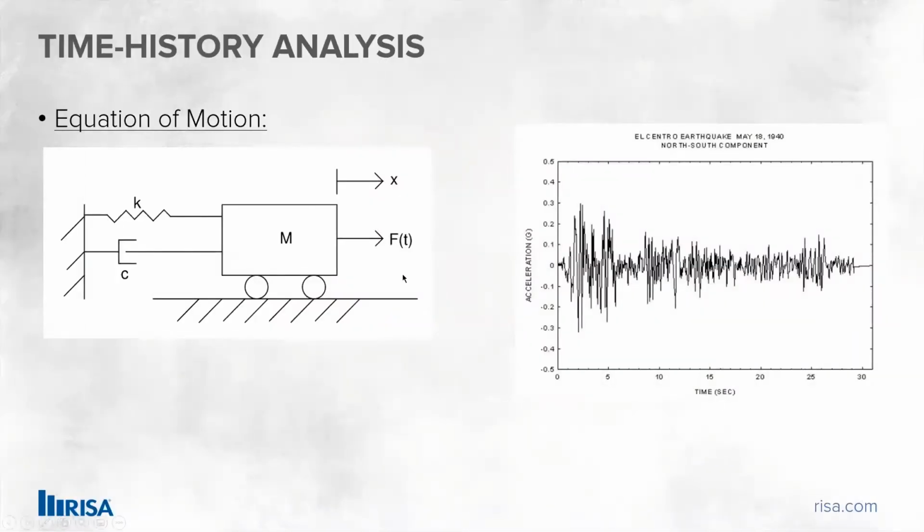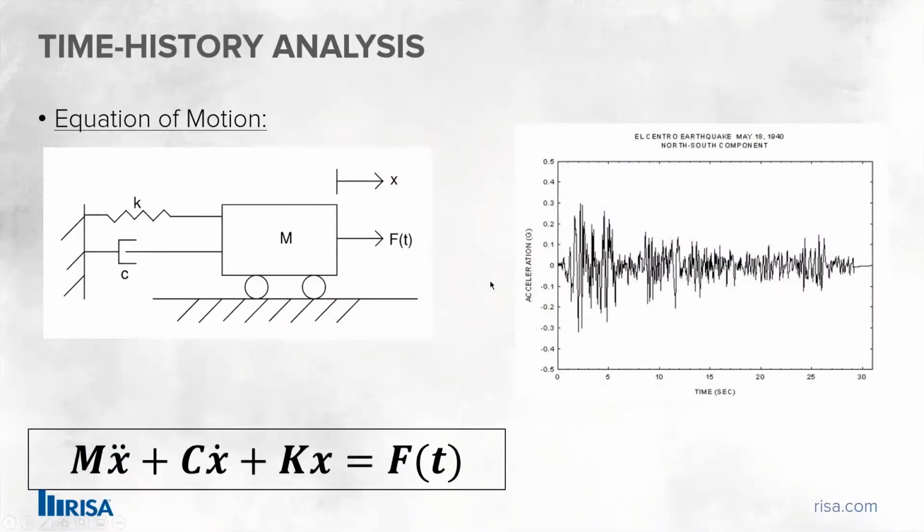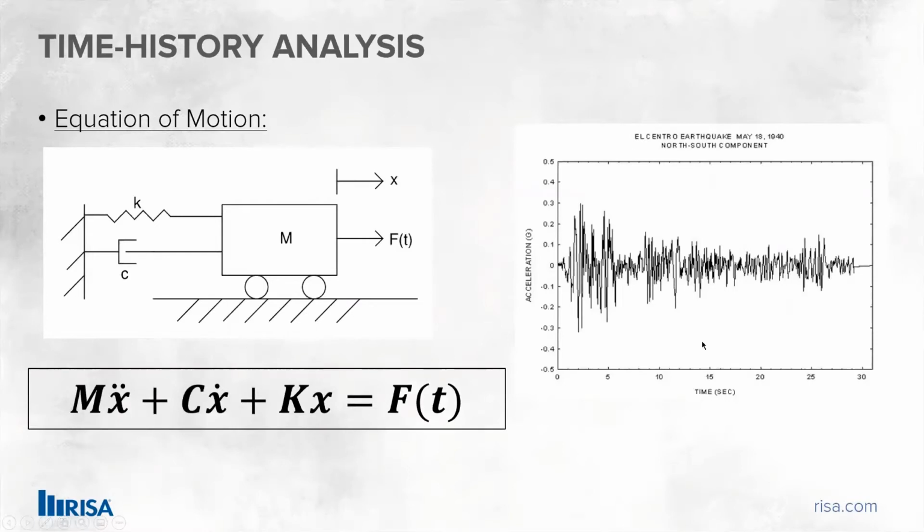So basically, we still have the equations of motion here. The same equation will be used, and we have this excitation here. As you can see, that excitation is changing over time, so you can't solve it directly. So what you do is divide this time history analysis, divide this excitation, into small little steps. Each step can be considered as linearly increased or decreased.